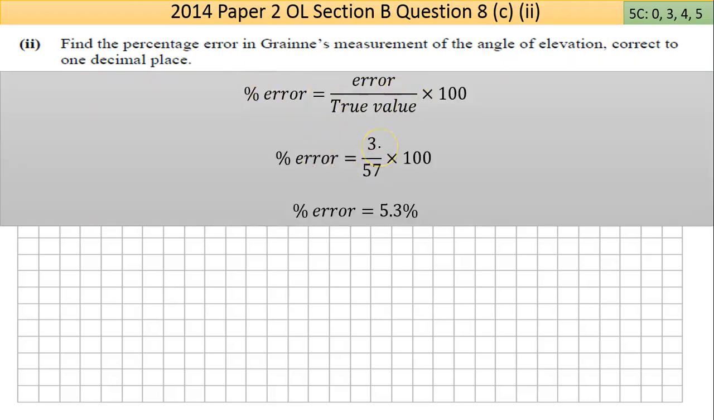The error difference was 3. The true value was 57, not the 60. Okay, and you multiply that by 100 to get percentage. Put it into the calculator, you end up with 5.3%. I may have already rounded that. You'll just have to check that in your calculator to make sure you get a similar value.